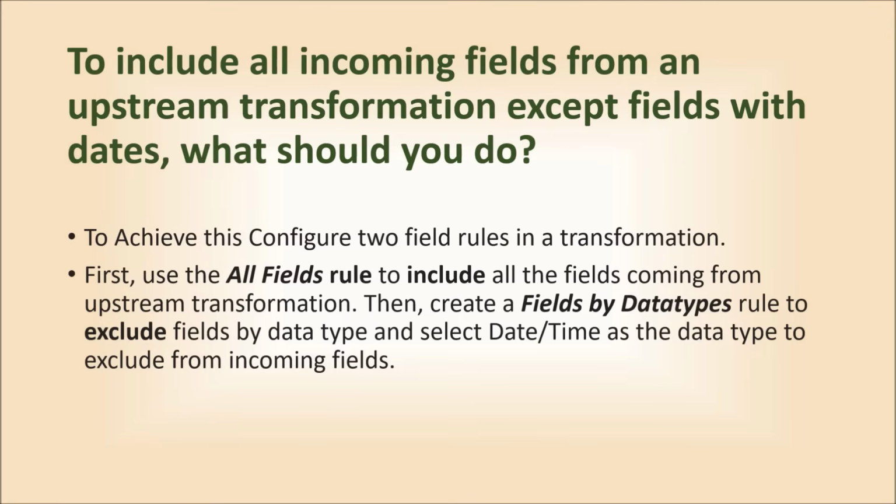You understood, right? First one, you have to create an include fields rule with all fields, and the next one you have to create an exclude fields rule with fields by data types, so that there you have to give what data type you want to exclude. So the fields which are coming with date and time data type, those fields are going to be excluded from the incoming fields.